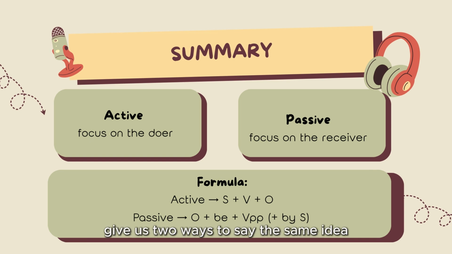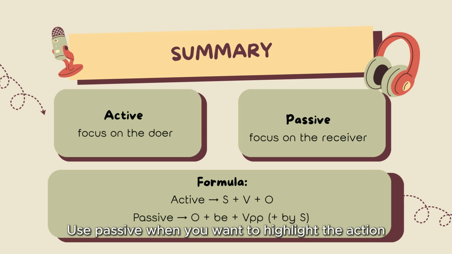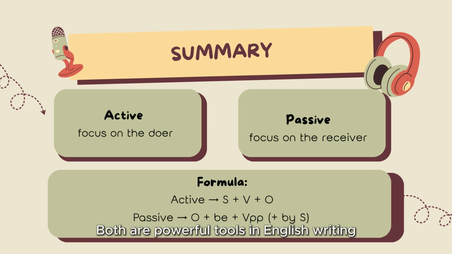Active and passive voices give us two ways to say the same idea. Use active when you want to highlight the doer. Use passive when you want to highlight the action or the result. Both are powerful tools in English writing.